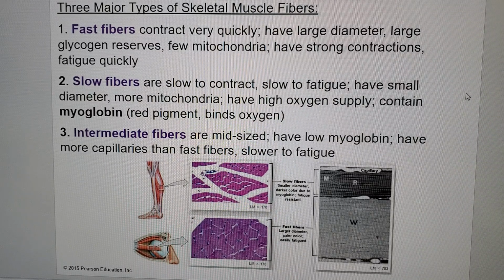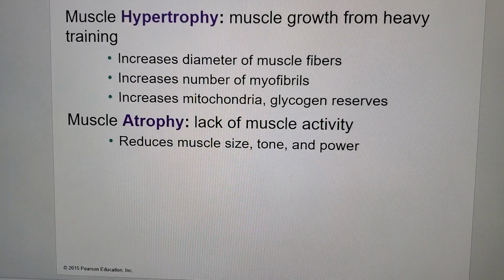Slow fibers are the opposite. They're slow to contract, slow to fatigue. They have a small diameter, more mitochondria, a high oxygen supply, and they have myoglobin, which is a red pigment that binds oxygen. Slow fibers are slow to contract and slow to fatigue. Thinner fibers. The intermediate fibers are just in the middle, intermediate between the fast and the slow fibers.